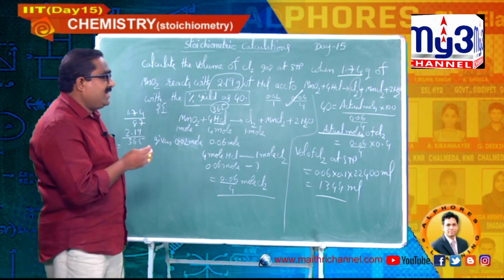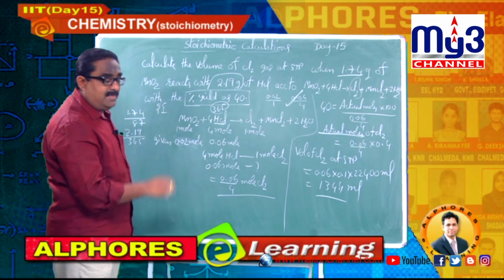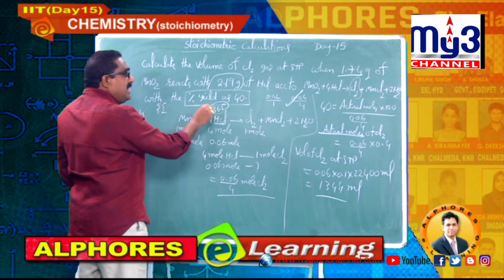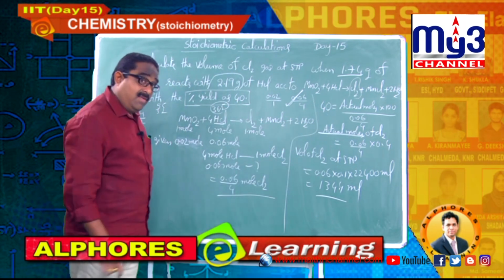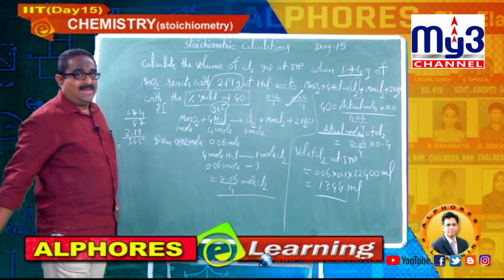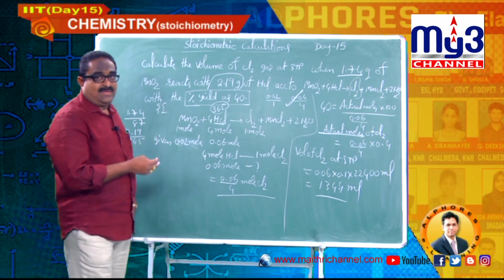See the question, students, very good question. Three concepts have been involved here. One is the limiting reagent concept, another is the percentage yield concept, and the other is the gram molar volume concept. It's a very good question. Please note it down and let us go for the next question.